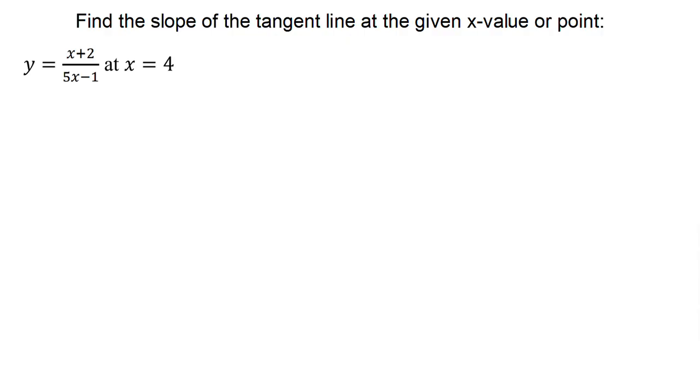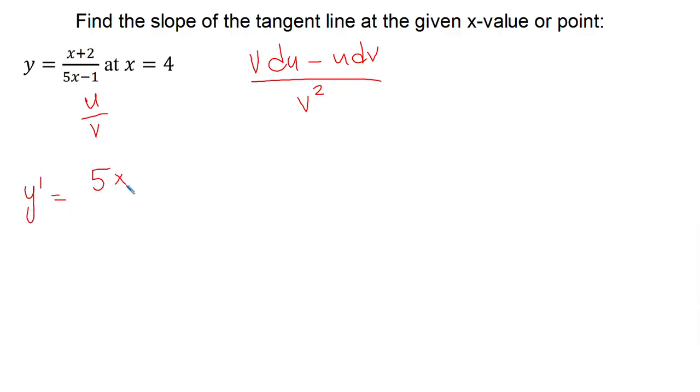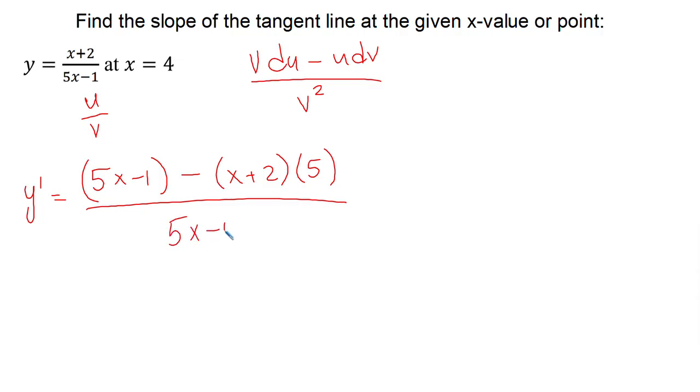For our third one here, we're going to have to use the quotient rule to find the derivative. Okay? So we'll write out the quotient rule. It's v du minus u dv all over v squared, where your function is u over v. So our derivative, y prime, ought to be 5x minus 1 times the derivative of x plus 2, which is just 1, and then minus our x plus 2 times the derivative of 5x minus 1, which is 5, all divided by 5x minus 1 squared.